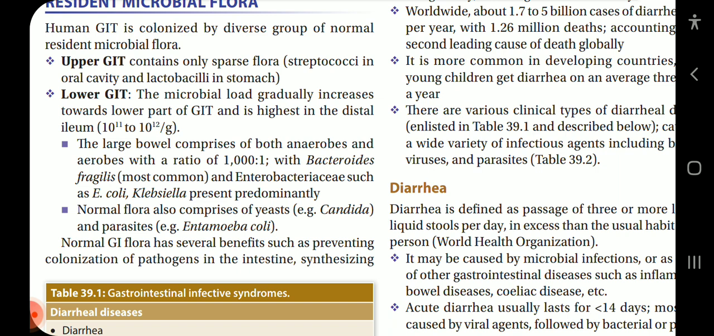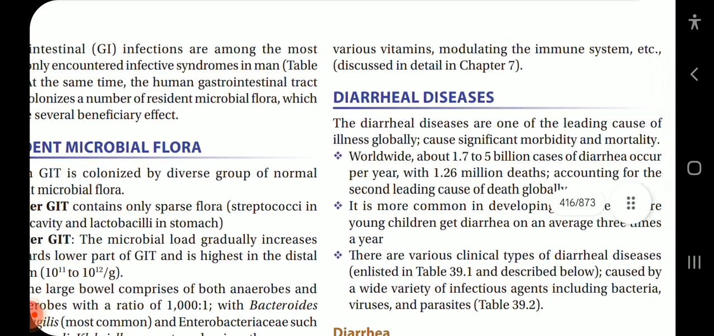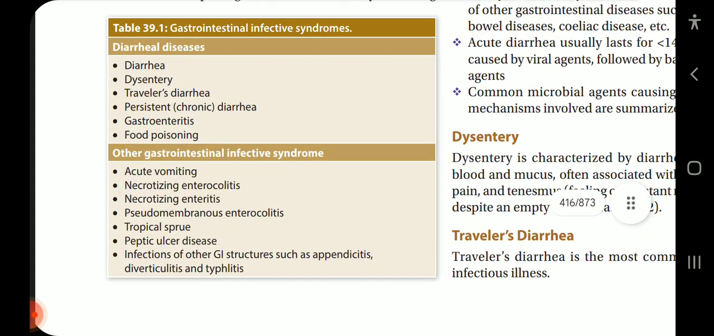The large bowel comprises both anaerobes and aerobes in a ratio of 1,000:1, with Bacteroides fragilis most common and Enterobacteriaceae such as E. coli and Klebsiella present predominantly. Normal flora also comprises yeasts, for example Candida, and parasites like Entamoeba coli. Normal GI flora has several benefits, such as preventing the colonization of pathogens in the intestine, synthesizing various vitamins, modulating the immune system, etc. So in this table we can see the gastrointestinal infective syndromes.